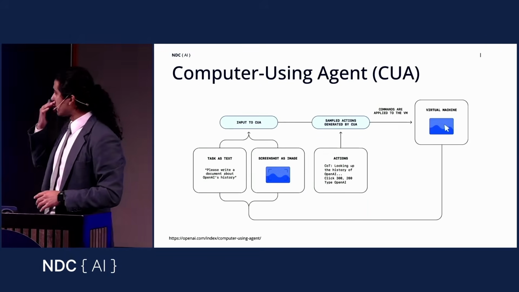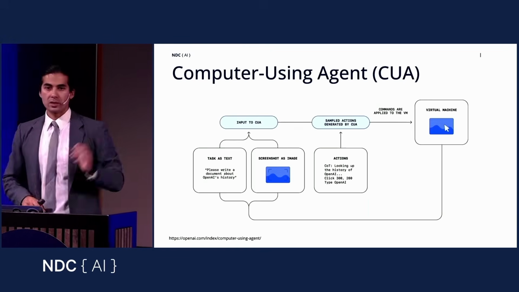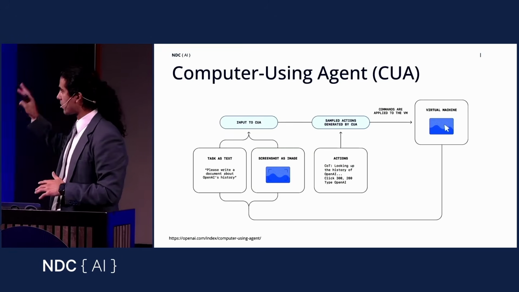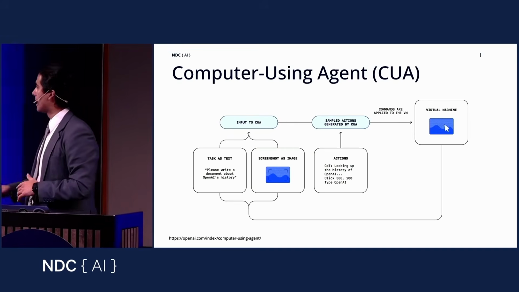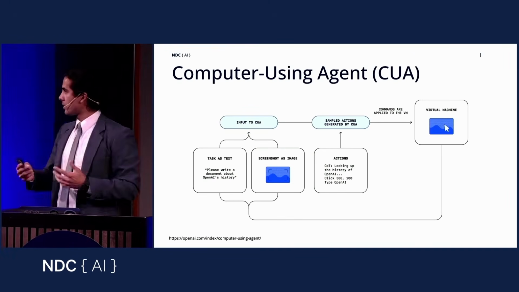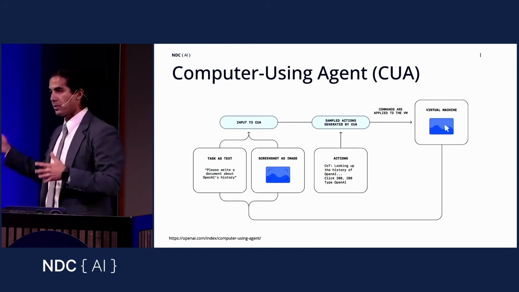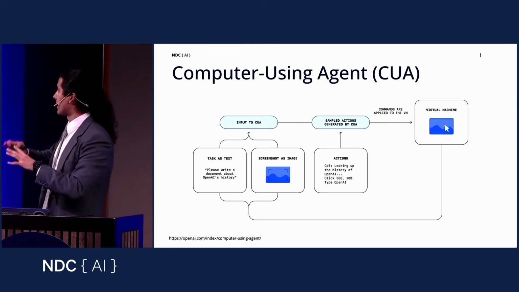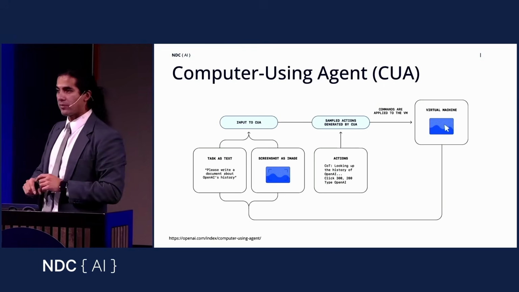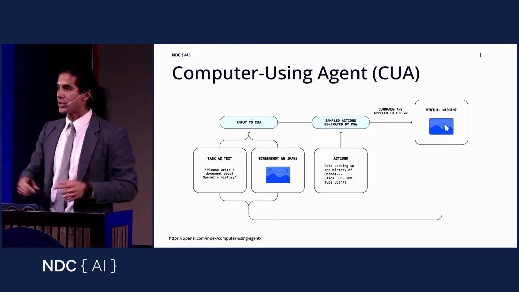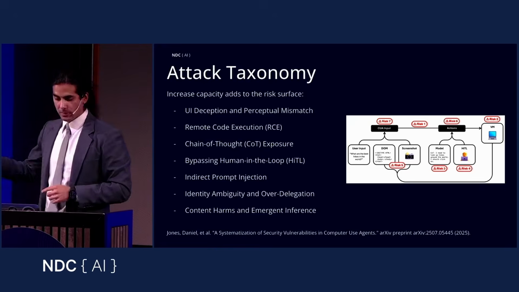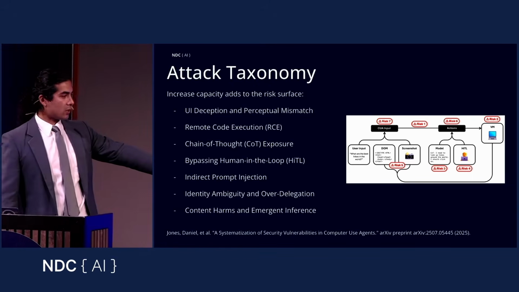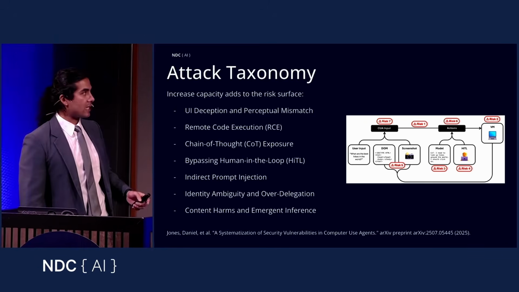The way in which we've seen this is via computer using agents. This is something that OpenAI has published. They have some libraries that you can use to interact with their models. The idea here is that with these CUAs, you can give them some images, some text, what have you, and then they tell you, hey, take this action, and then you can execute those commands in a virtual machine, and then you can have these really rich, very complex interactions. We've published a paper on this. It's called a systematization of security vulnerabilities in computer usage agents.